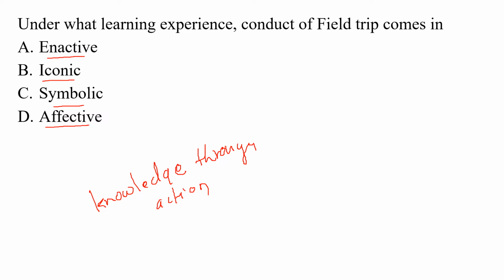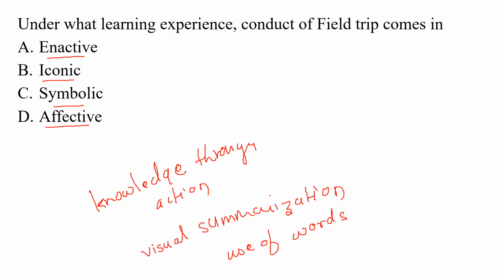The second one is the iconic stage. It refers to the visual summarization of the image. The learner stores sensory images, which are visual ones. The symbolic stage refers to the use of words and other symbols to describe the experience stored in memory in the form of a symbol, that is, language.